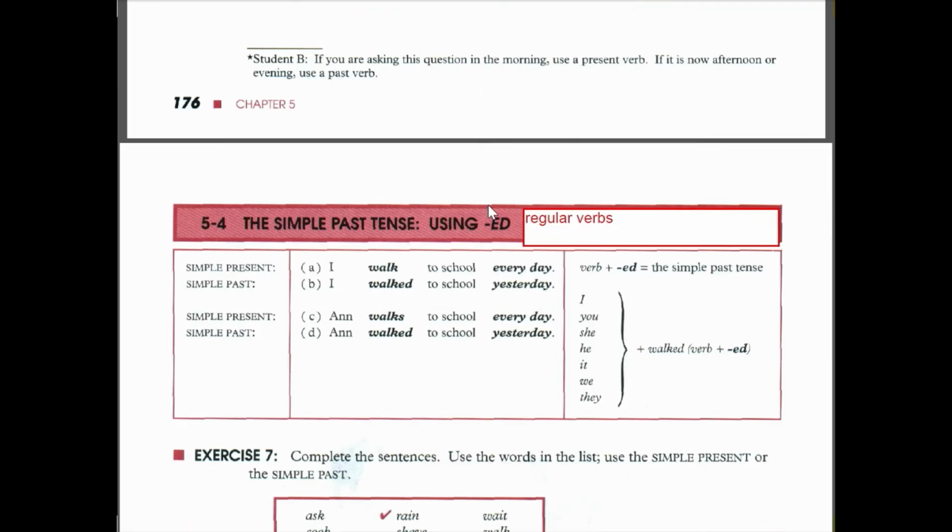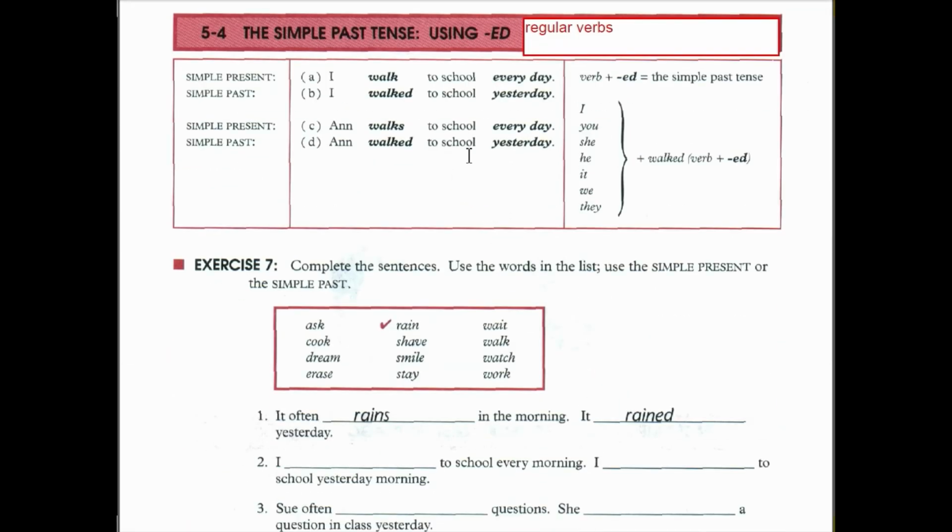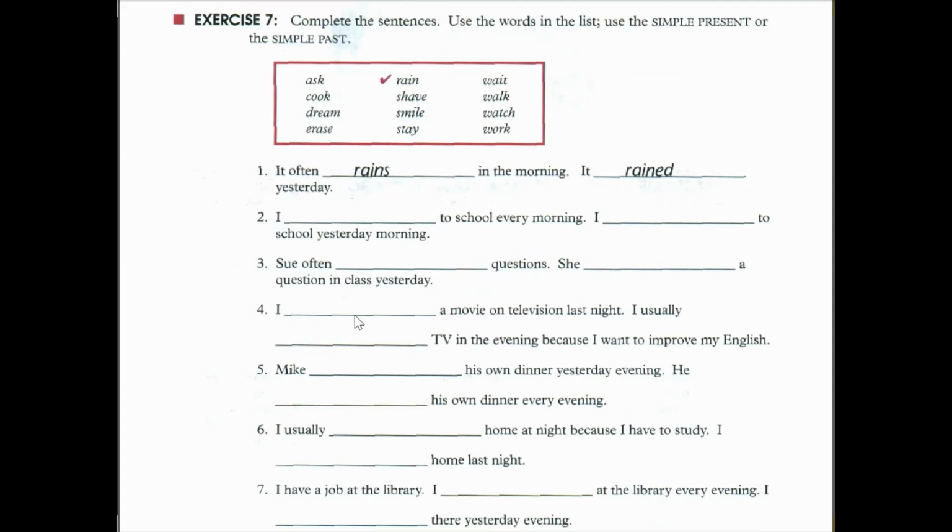And then we are coming to simple past tense using ed. Okay. So it often rains in the morning, it rains. And the choices are, okay, let's continue. I went to school yesterday. My every morning. So often.